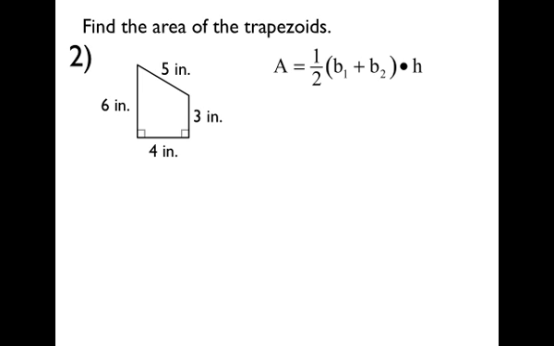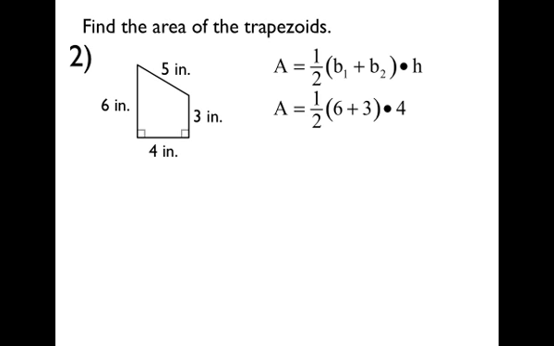Here's our formula. What's our base? What's our height? Now, this is one where people are going to mess up. What are the parallel sides here? The parallel sides are 6 and 3. So those are the bases. If you put 5 and 4, it's not just the top and bottom. It's the parallel sides that are the bases.